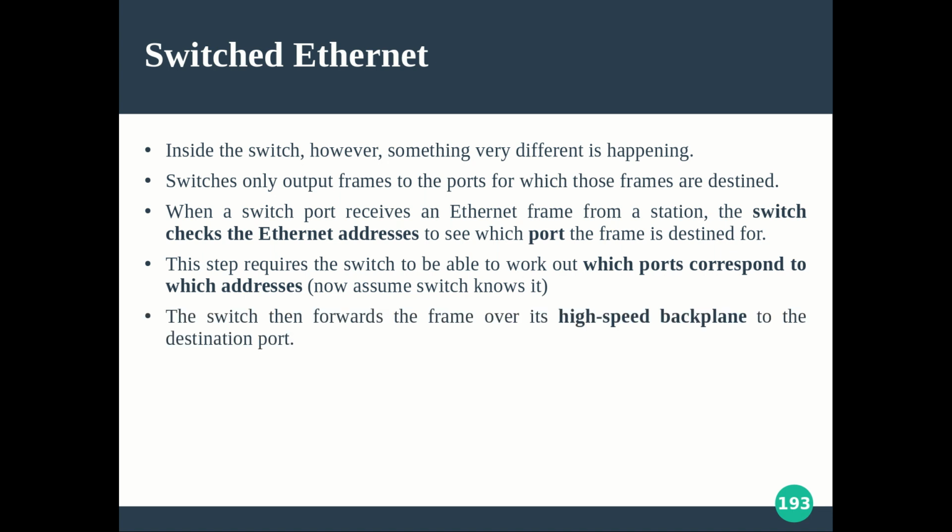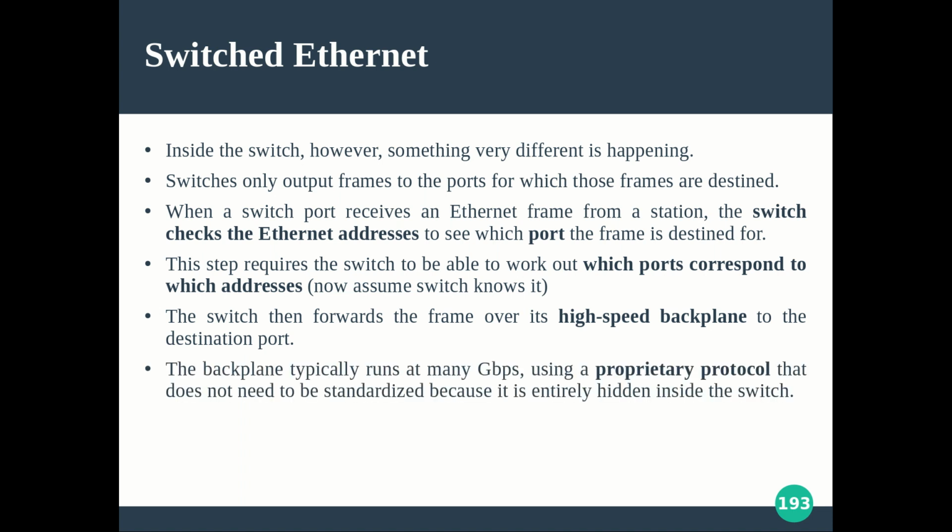The switch then forwards the frame over the high speed backbone to the destination port correctly, without making any collision with others. The backplane typically runs at many gigabits per second using a proprietary protocol that does not need to be standardized because it is entirely hidden inside the switch. The protocol used inside the switch for identifying the port corresponding to the destination address, and for the switching, is typically proprietary to that particular switch. We don't have to standardize it because it runs locally inside the switch only, so you can depend on proprietary software. It is not going to affect the outside world.